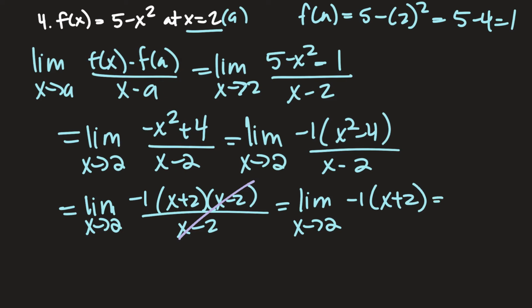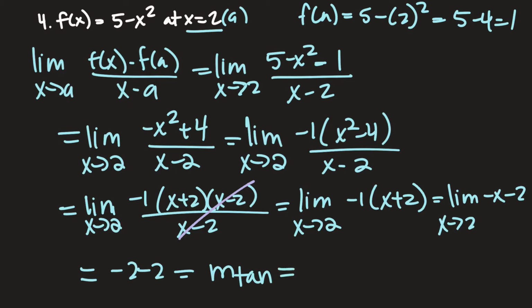So then I have the limit as x approaches 2 of negative x plus 2, which I can minus 2, sorry, which I can absolutely plug into. So I can evaluate my limit. So I have the limit as x approaches 2. Oh, no, I can evaluate my limit, which means I have negative 2 minus 2, which means that m tan is equal to negative 4.